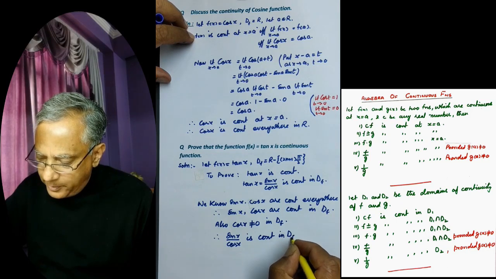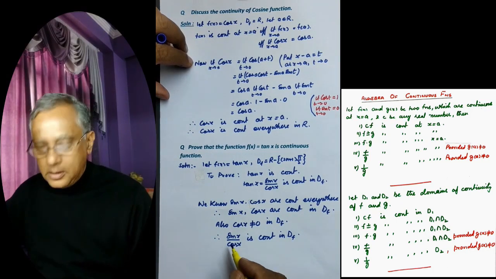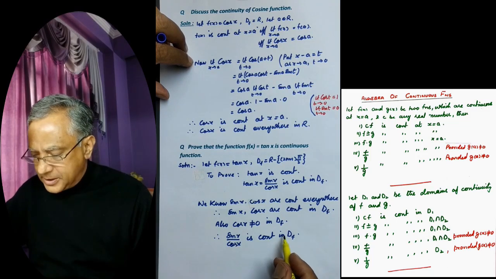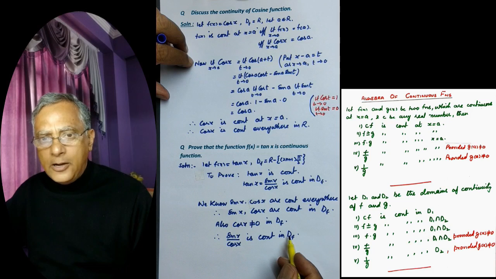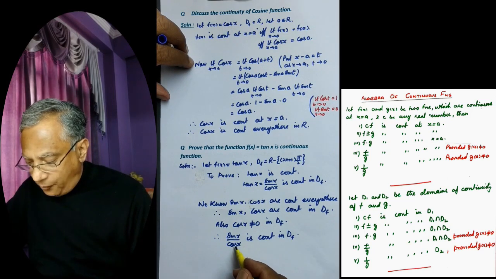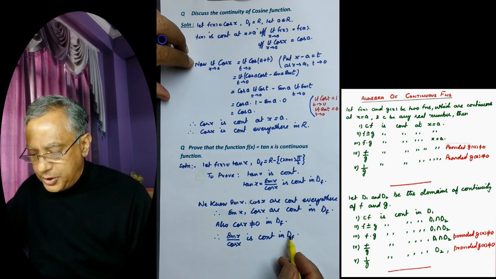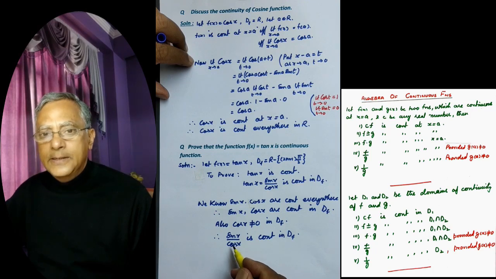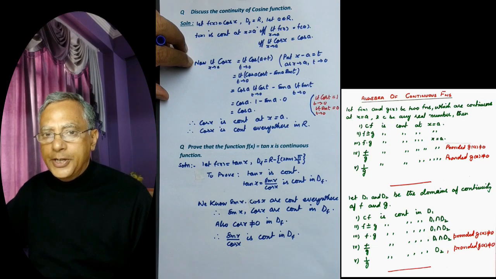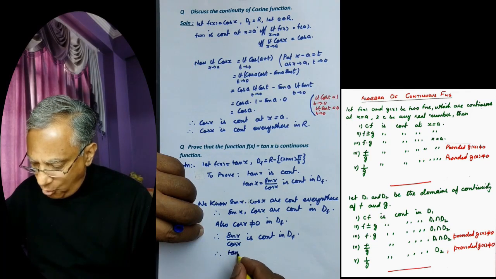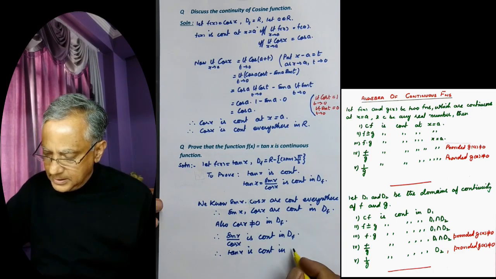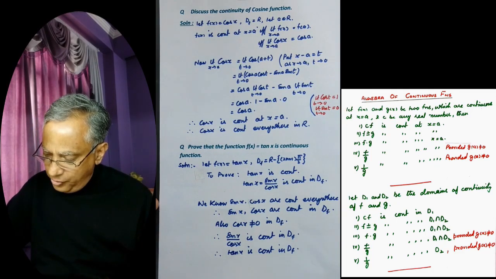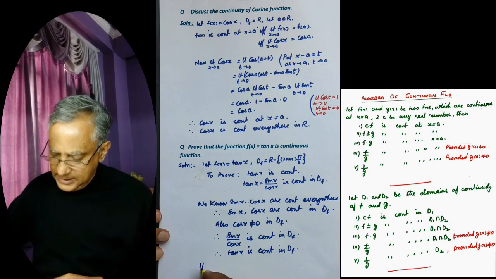in domain of f. Now we know if f is continuous in a given domain and g is continuous in that domain and g of x is not equal to 0, then f over g is continuous in this domain. You can see the side sheet. And therefore tangent of x is continuous in domain of f. Hence proved.